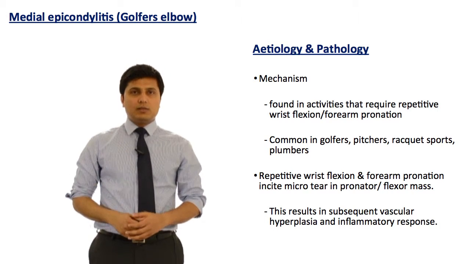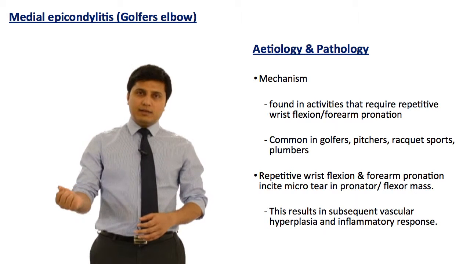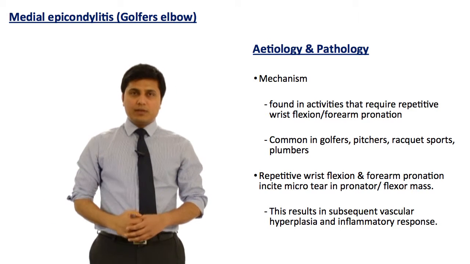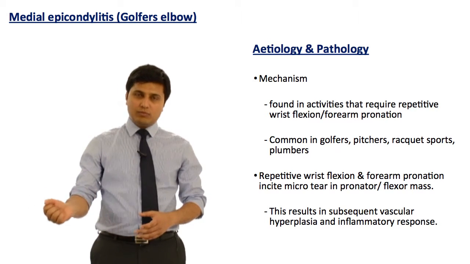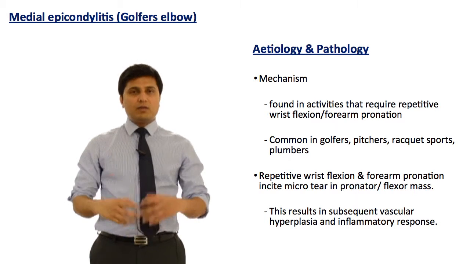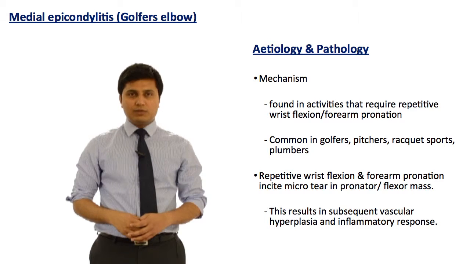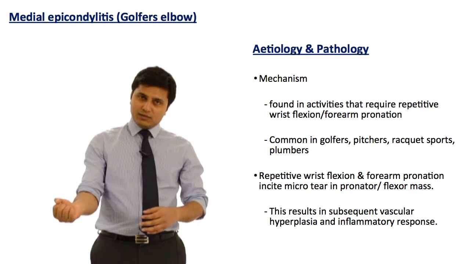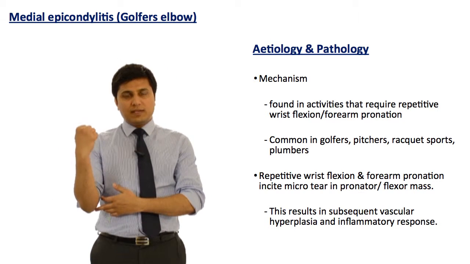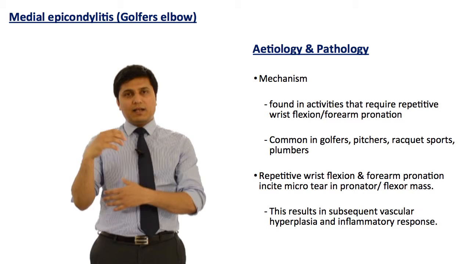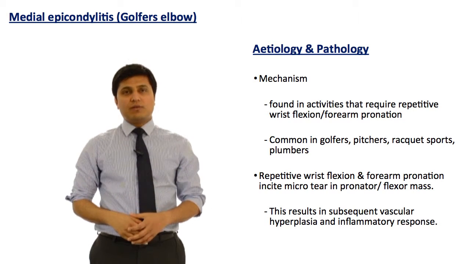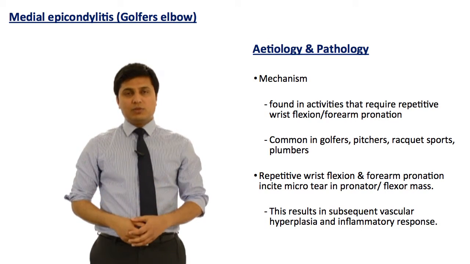What is the etiology and pathology of golfer's elbow? This is common in people who require repeated pronation and flexion movement of the wrist and the elbow. For example, golfers or people who play racket sports, plumbers, etc. are prone to this condition. And what are the pathological changes which happen in golfer's elbow? The repeated pronation and flexion movement at the wrist can cause microtrauma at the flexor pronator origin, and this could incite vascular inflammation, vascular hyperplasia, and also inflammation at the muscle origin.